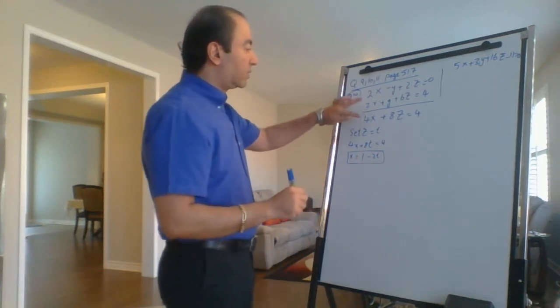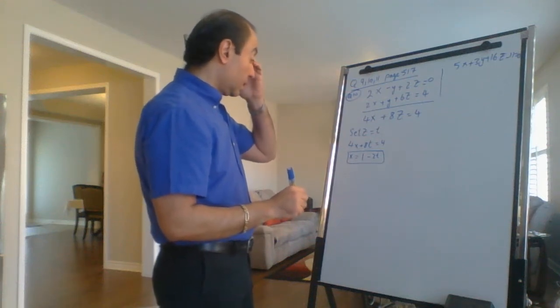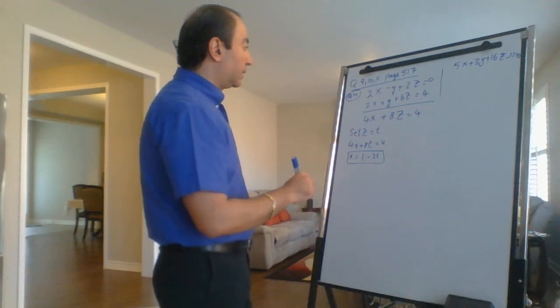Okay, I added these two equations. I let z equal t. I solved and I get x. Now I need to find y.